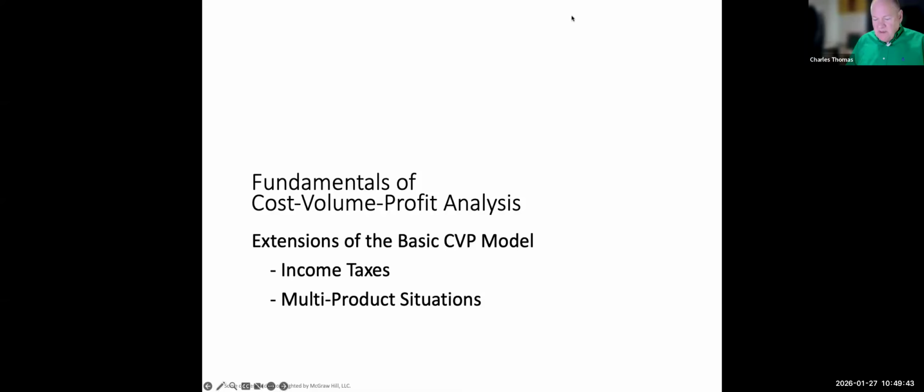Good day. Let's talk about the extensions of the basic cost volume profit model. So we're going to move beyond the very fundamentals of cost volume profit. We're going to talk about extensions of the basic model. Specifically, I want to talk about two issues there, dealing with income taxes and dealing with multi-product situations.